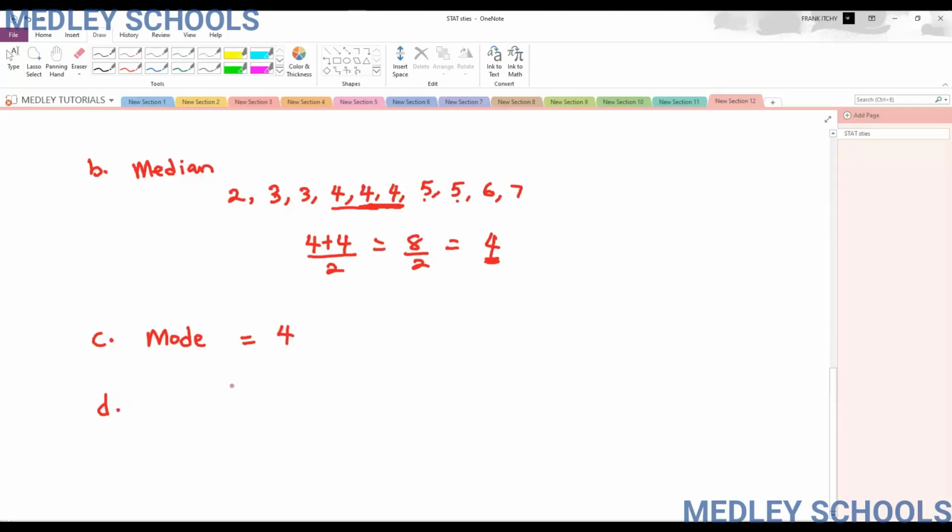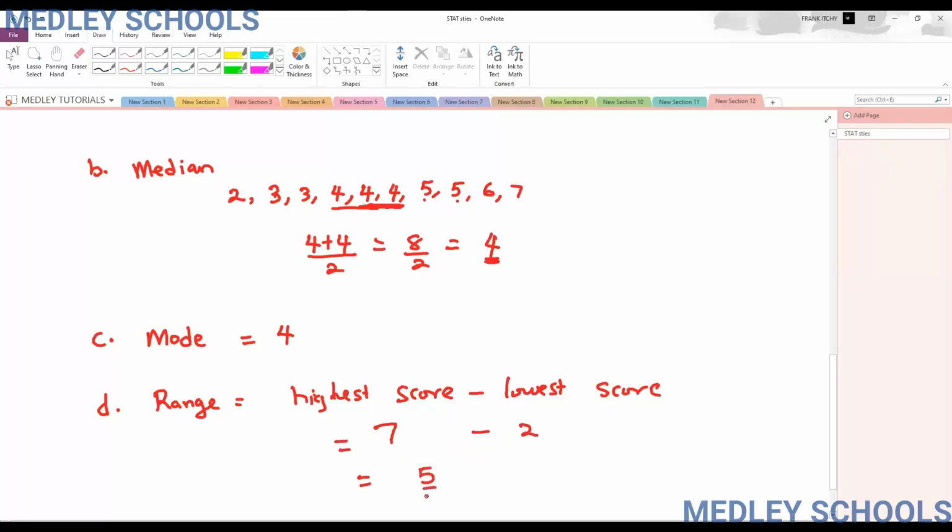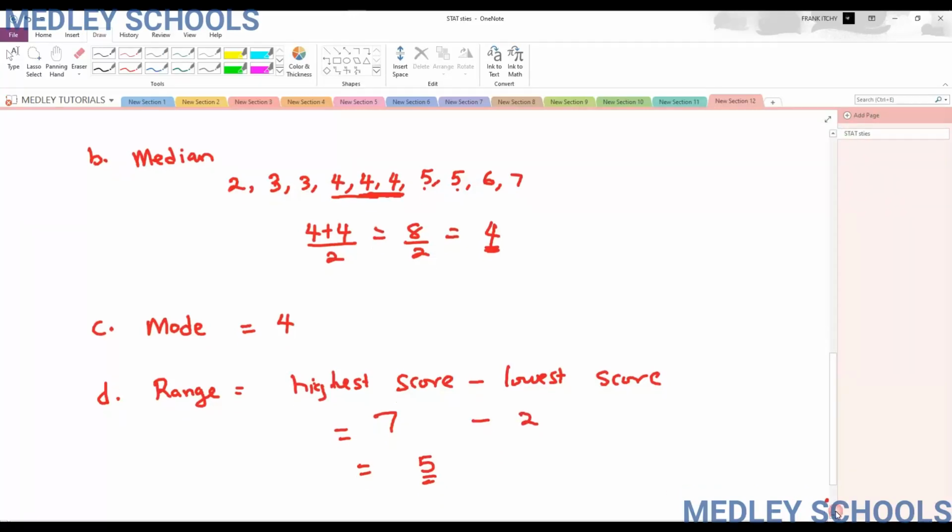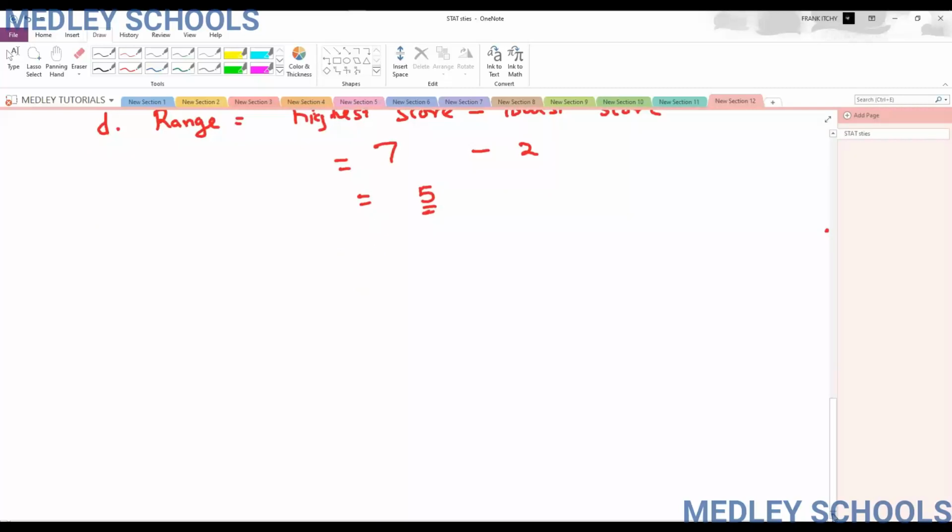And the last one is the range. Range is the difference between the highest score and the lowest score. Now all we need to do is to find the highest score and subtract the lowest score from it. Looking at the data given to us, the highest score is 7 and the lowest score is 2. So when we subtract 2 from 7, we have 5. That means the range of the data is 5. So that's about example 1.